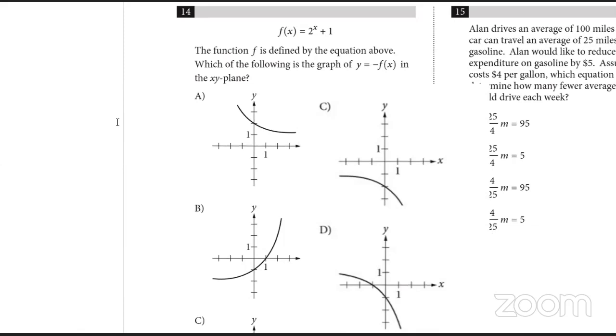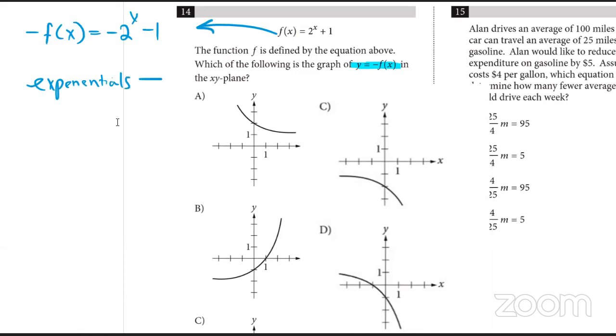Okay, so we're looking for here y equals negative f of x. So that negative sign there says take everything in f of x and multiply it by -1. So let's do that first. Negative f of x equals negative 2 to the x minus 1. So far, so good. Now, we're dealing with an exponential function.